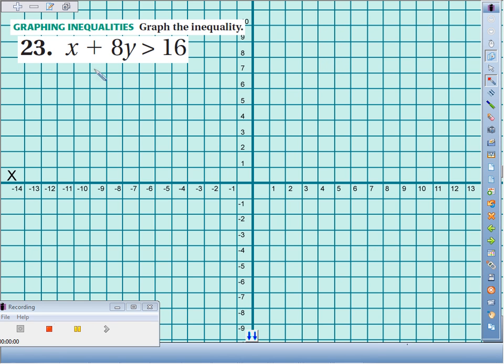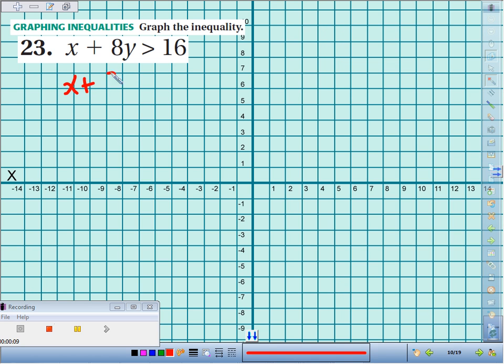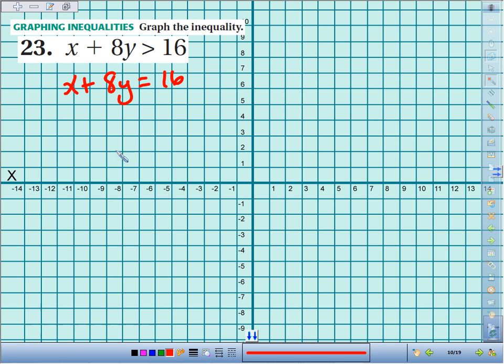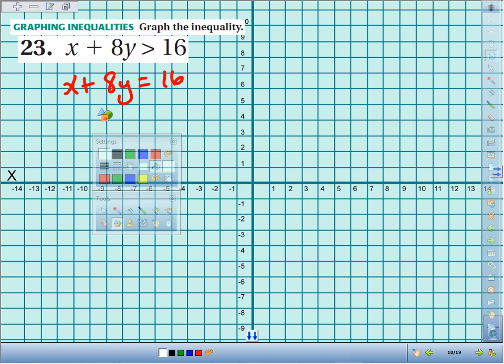Number 23, graph the inequality x + 8y > 16. This is a standard form type of equation. If you're going to come up with the boundary line, you need to pretend like this is an equals. And since we have the variables on the same side and a constant term here, it's a good candidate to find your intercepts, especially since the coefficients of 1 and 8 both multiply nicely into 16.